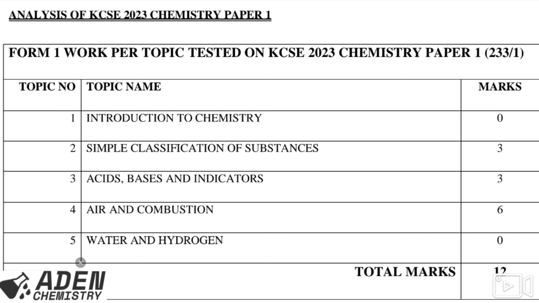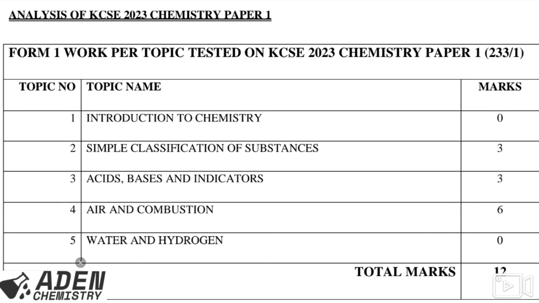Topic 1. The name of the topic is called Introduction to Chemistry. In the year KCSE 2023, it had 0 marks. So topic 2 is called Simple Classification of Substances. This chapter had 3 marks. Topic 3 is called Acids, Bases, and also Indicators. This topic had 3 marks in the KCSE 2023.